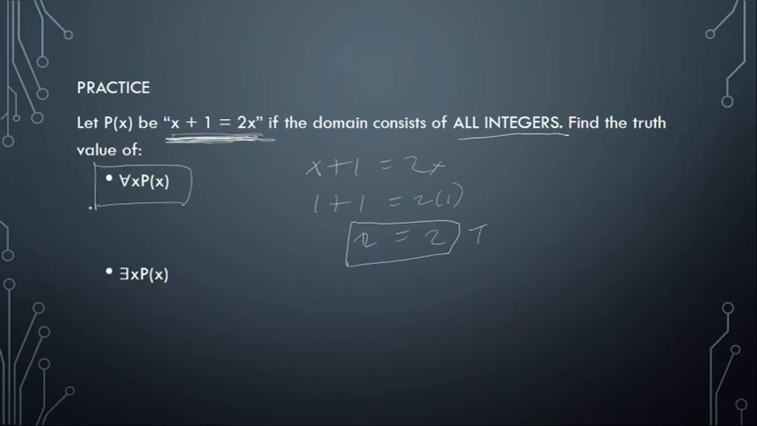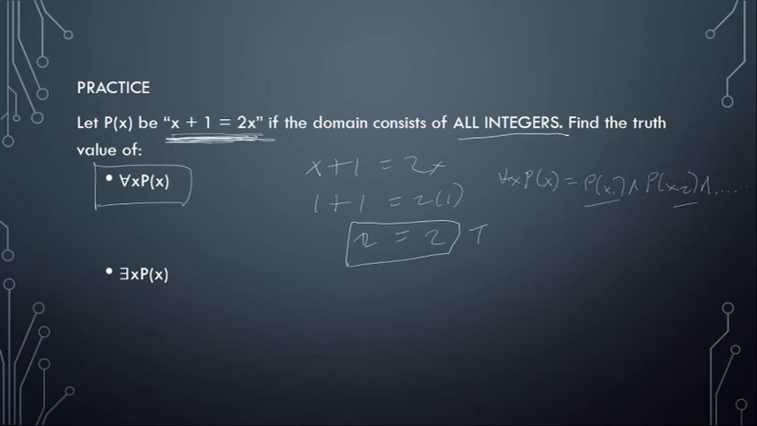But since it is for all, it's universal. So, for for all x, p of x, it should be that p of x1, then p of x2, then p of x3, and so forth, are all true. So, every one of them should be true, one after the other. For this first example, it returned true.